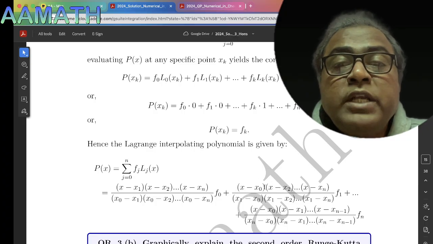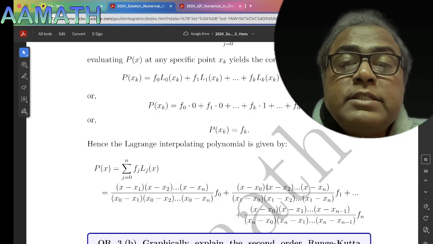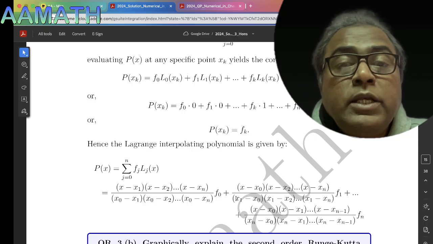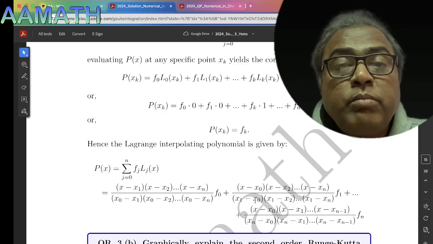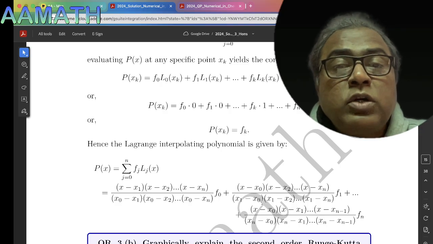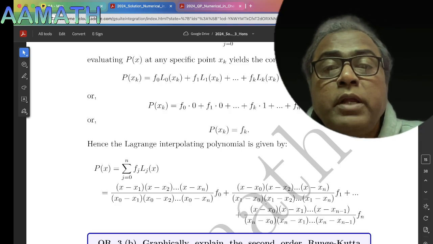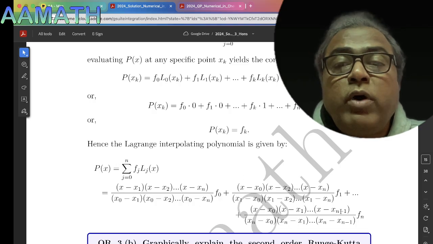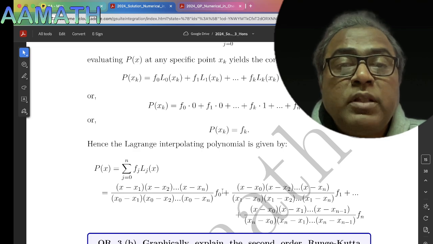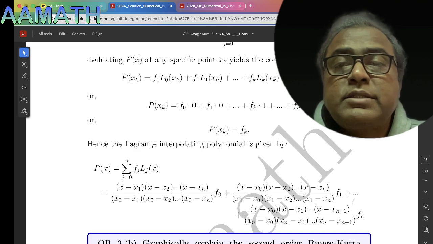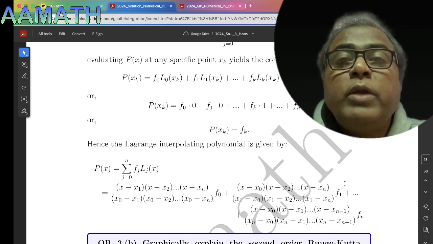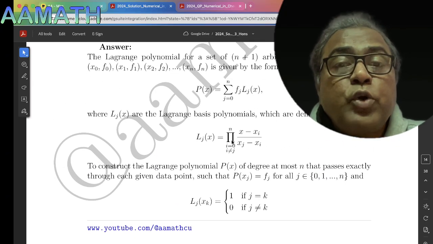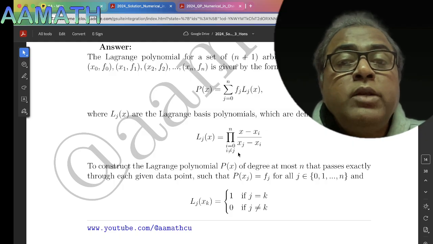L1 is x minus x0, x minus x2. Notice that this x minus x1 is omitted, up to x minus xn, whole divided by x1 minus x0, x1 minus x2. But x1 minus x1 is not permitted here because this is a zero denominator, up to x1 minus xn. So this is L1x into f1. So this L0x into f0, this L1x into f1, this Lnx into fn. This is the Lagrange's basis polynomial. Pi means the product of these terms when i is not equal to j.